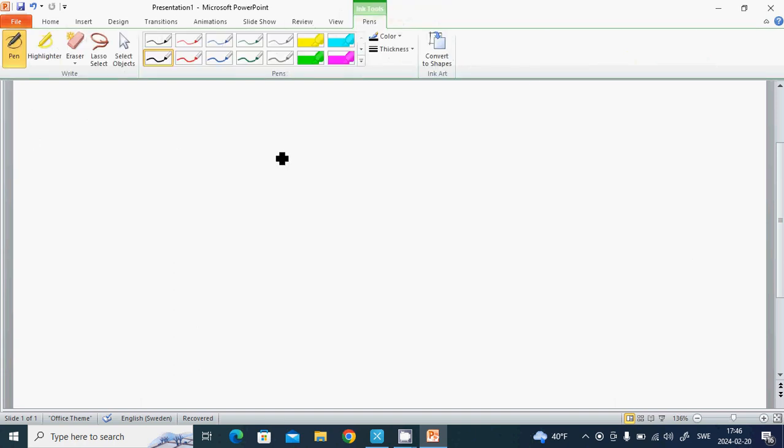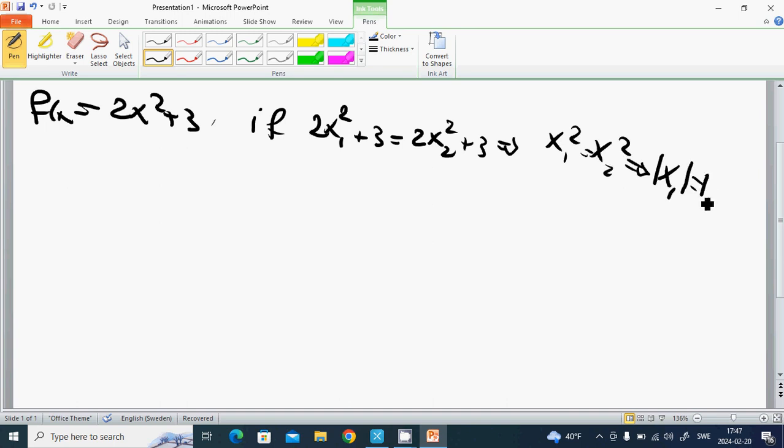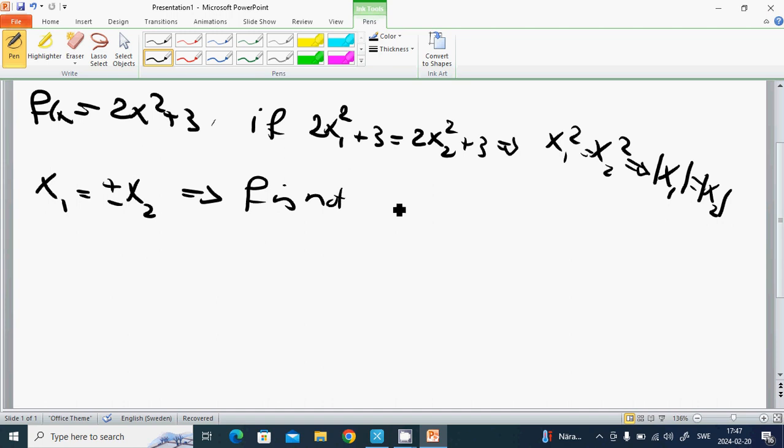Another example, f of x equals 2x squared plus 3. If 2x1 squared plus 3 equals 2x2 squared plus 3, then x1 squared equals x2 squared, which means that absolute value of x1 equals absolute value of x2, or x1 equals plus minus x2, means that f is not one-one.